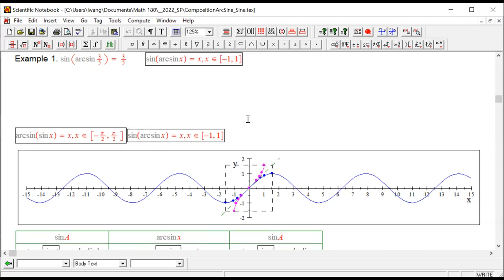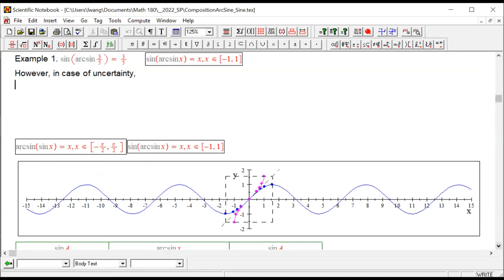However, what if we're a little confused? We're not sure. Okay, there's another way to do it in case of uncertainty. For example, I'm not sure what I'm doing.